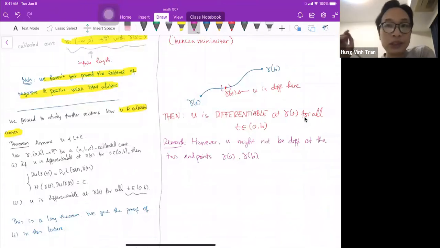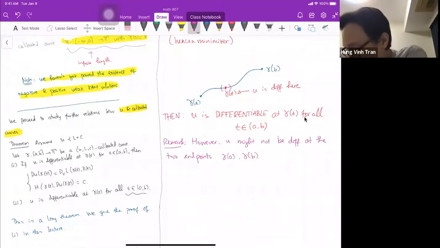Yeah, so I would say that again, from an analysis and PDE viewpoint, this is a remarkable result because it tells us exactly that your function is differentiable, and it might only fail at the two endpoints of your calibrated curve. Okay, and okay, so why is it really remarkable?